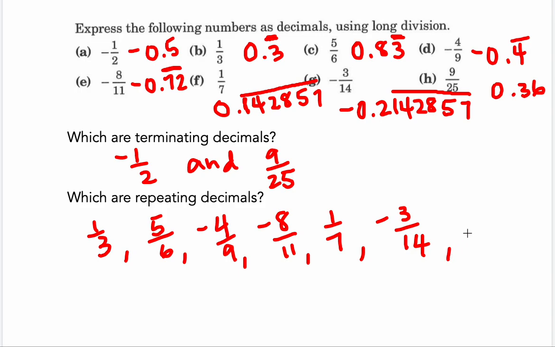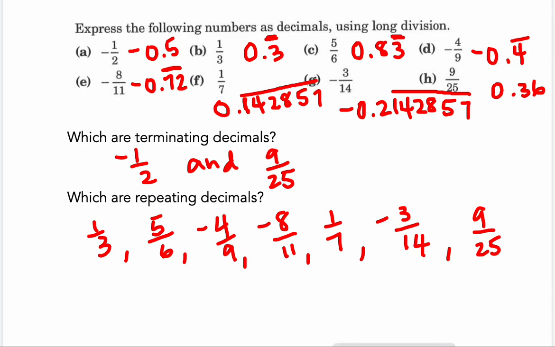3/14, and 9/25. Okay. So what do we notice? Well, it looks like we might have particular denominators that tend to always give us repeating decimals.